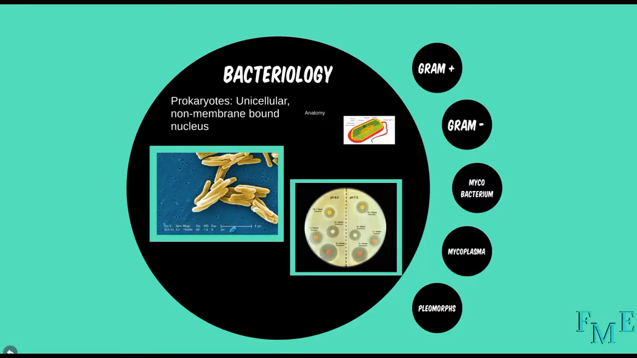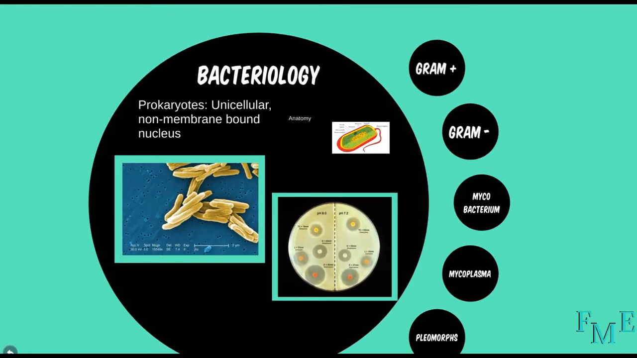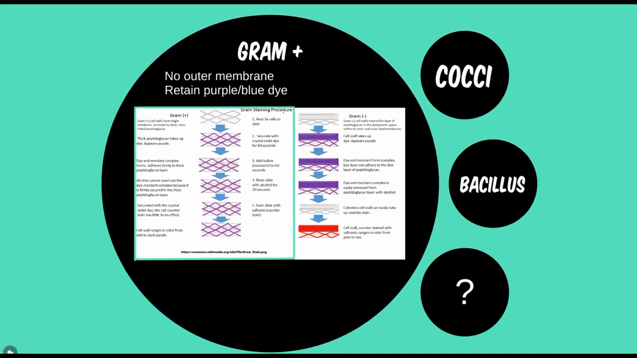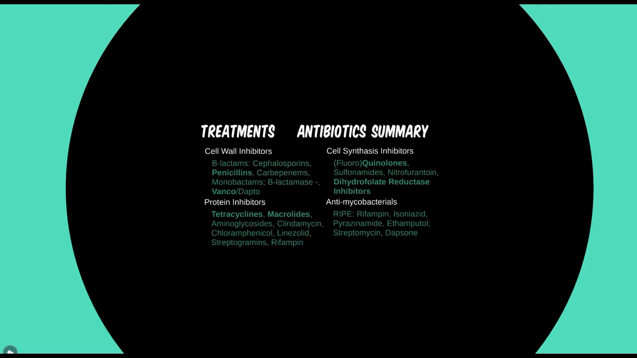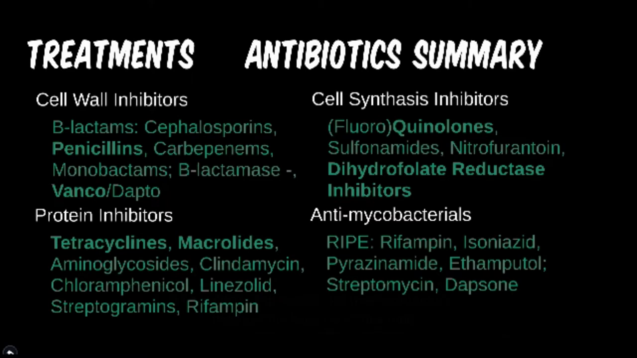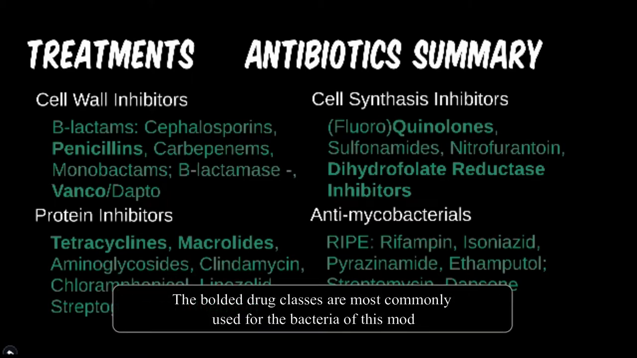In the last module, we covered the beta-lactam antibiotic classes, also known as cell wall inhibitors. The next important category to cover are the cell synthesis inhibitors. They consist of fluoroquinolones, sulfonamides, the dihydrofolate reductase inhibitors, and nitrofurantoin. These classes act against enzymes and proteins responsible for cellular metabolism and reproduction.